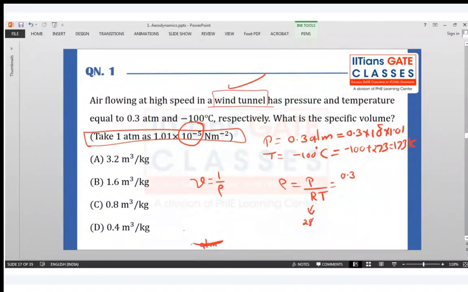And then R should be 287. Can you substitute everything? Get the value of density, reverse it, and tell me the value of specific density. Oh, sir, I have got this value 1.63 into 10 to the power -10.